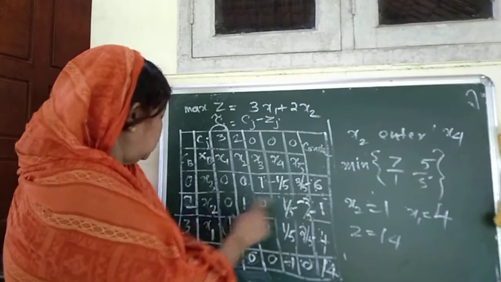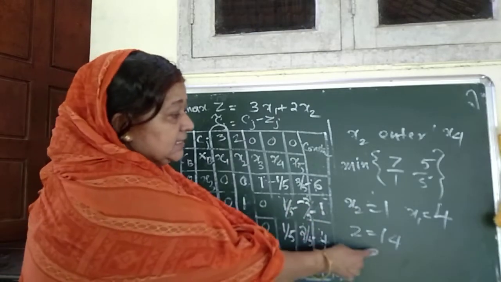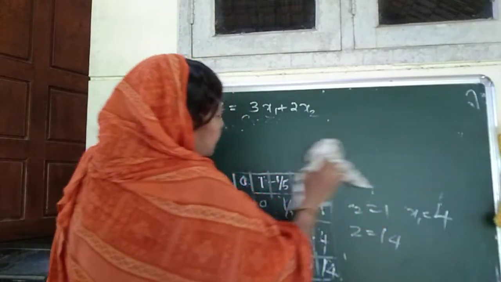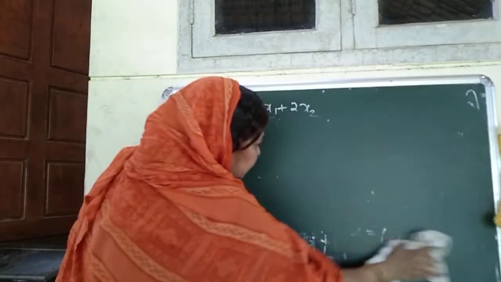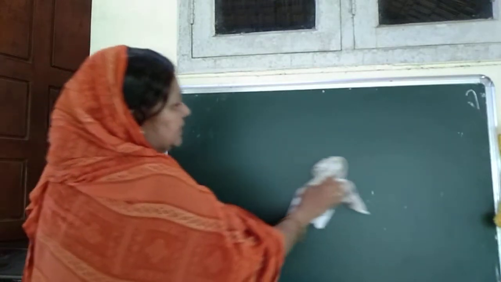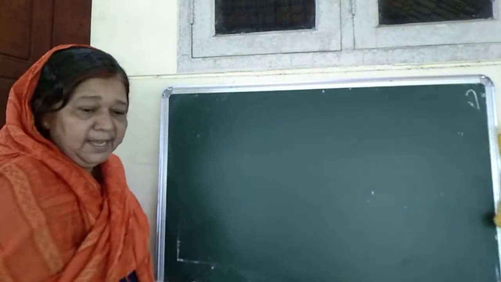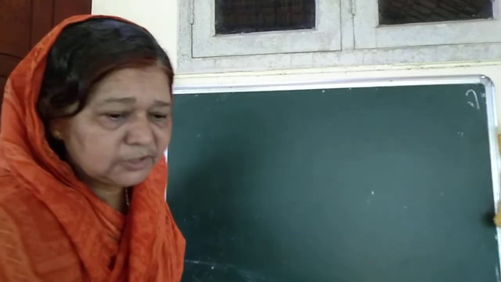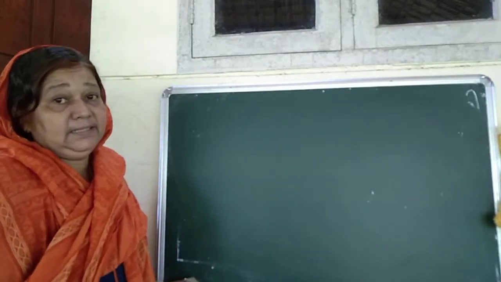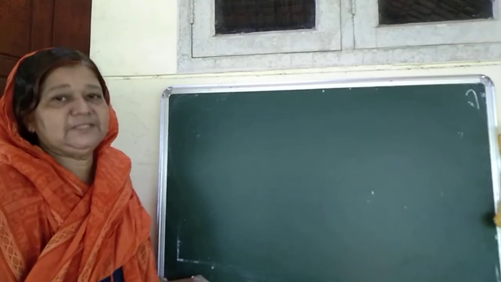2 into 1, 2 plus 12, that is 4, that is z equal to 4. It is the method of finding solution by simplex method. But sometimes it cannot be possible. In that situation, we have two methods. We have to discuss two methods. One is the big M method and another is the two-phase method.